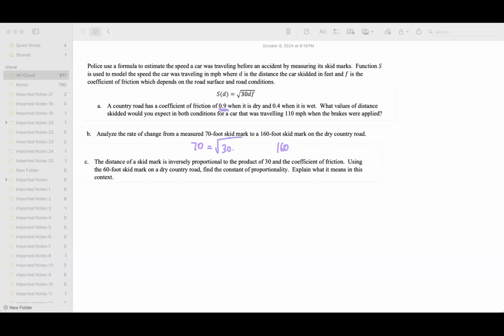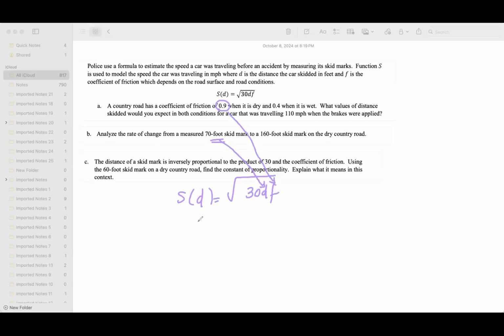Wouldn't the 70 be inside? That's why I went off. Hold on. So here, S of D will be equal to square root of 30 df, right? Now, 70-foot skid mark is this D value, okay? F value is the dry condition, so I'll be taking it as this.